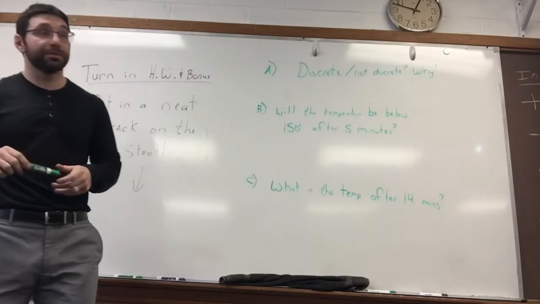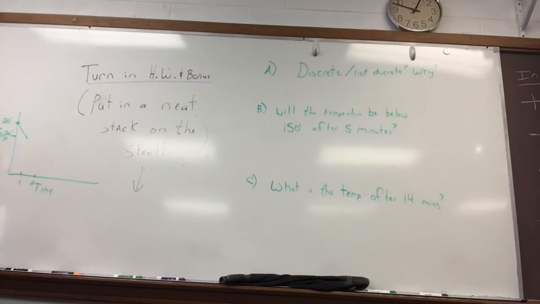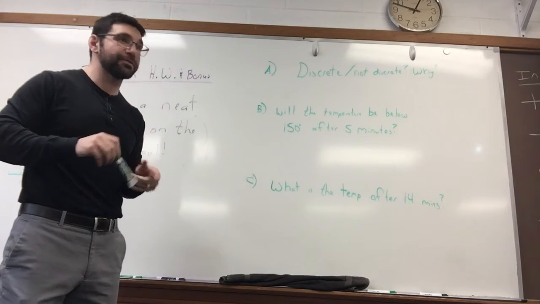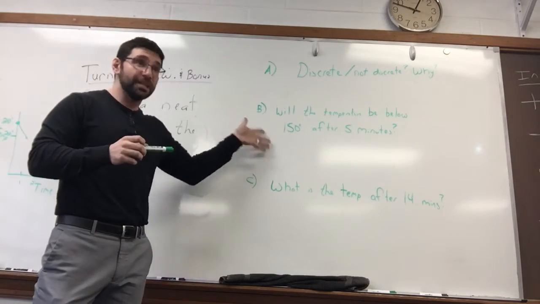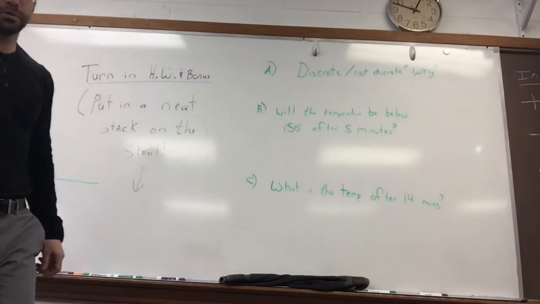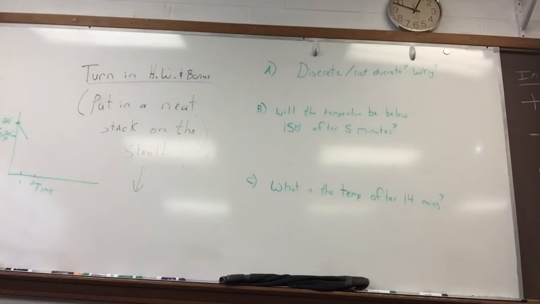Okay, so as your group, is it discrete or not discrete, and why? So, will this be discrete or not discrete? Why? Will the temperature be below 150 degrees after 5 minutes? Please don't just put yes or no. Don't guess. Show me some work. Tell me why you think that. And then letter C, what is the temperature after 14 minutes? We are still using example 3 as our whole basis for these 3 questions. Go ahead. So I would write these down because these are part of your notes.